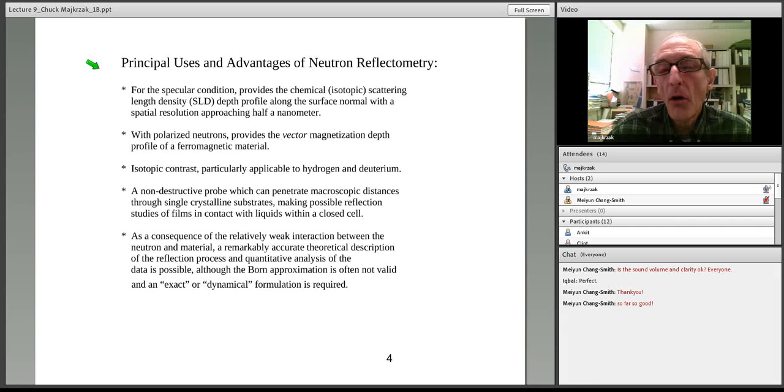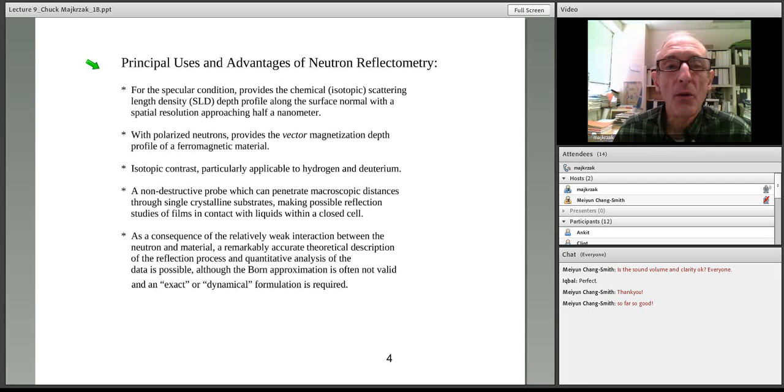And with polarized neutrons, as we'll discuss in the second lecture on Friday, we get not only the chemical composition profile, but also the vector magnetization profile, both the magnitude of the magnetization in the magnetic material, but also the vector directions of the magnetization as a function of depth.